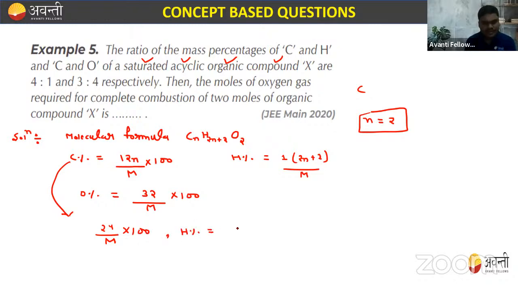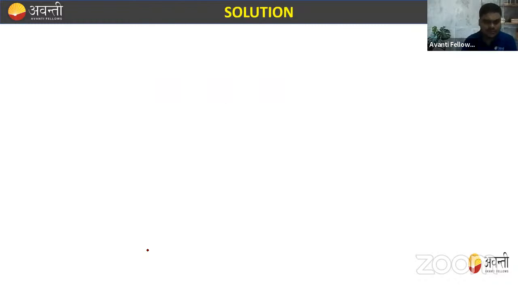Similarly for hydrogen, percentage is 6 upon M into 100. And for oxygen percentage, we have 32 divided by M into 100. ठीक है? यहाँ भी 100 था. Into 100. Clear है? अब we have a given data. क्या given data है हम लोगों के पास? So we know that carbon percentage ratio hydrogen percentage is given.